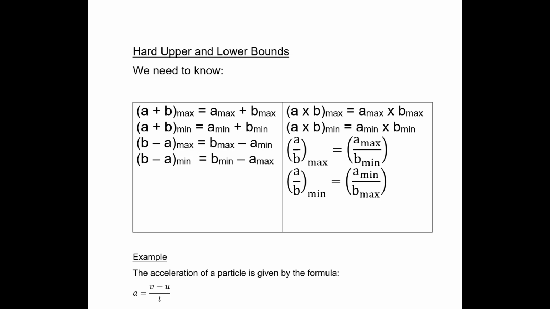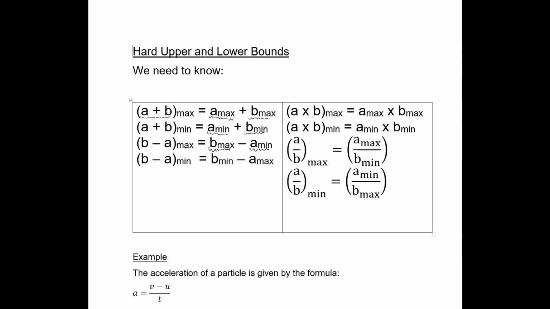We need to know that if we work out the upper bound of a sum, so the upper bound of a plus b, we would work out the upper bound or maximum of a plus the upper bound or maximum of b. Similarly, for the minimum of a sum, we need to do the minimum of each of the parts of the sum. For a difference, so if I want the maximum of b minus a, I would do the maximum of b, take away the minimum of a.